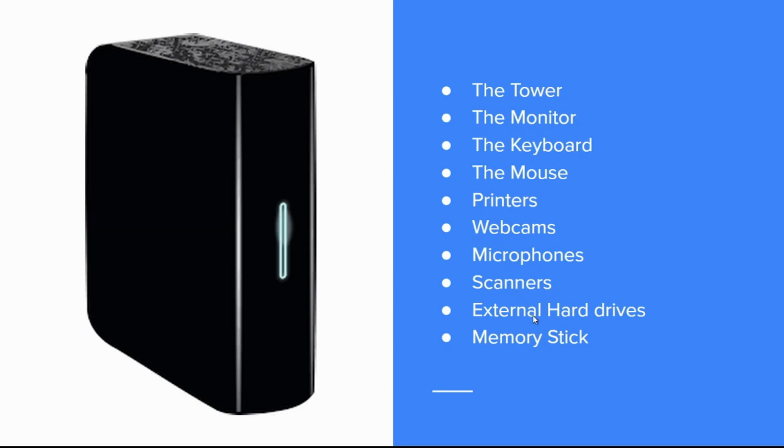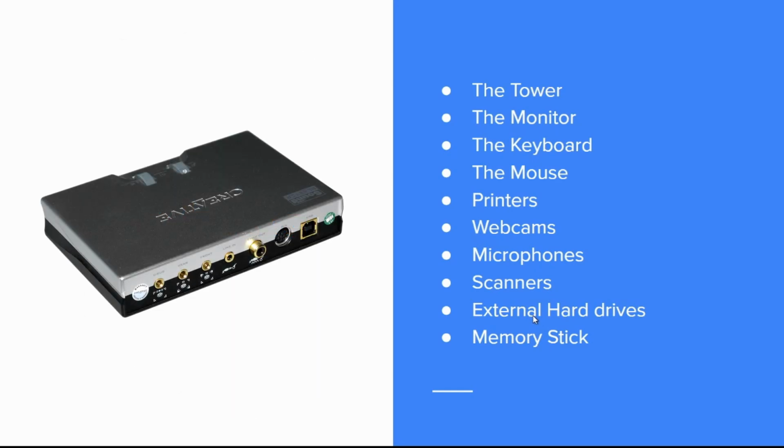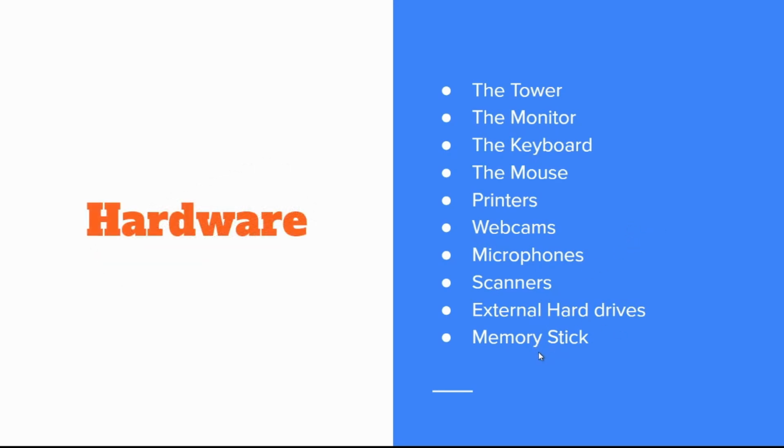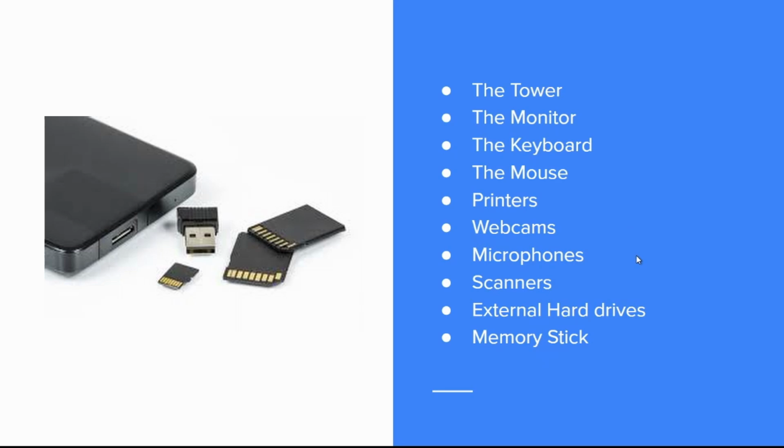Okay? Then the external hard drive. This is the one that is used to save information. And the memory stick. Memory sticks are the ones that we carry around, smaller than the hard drives.